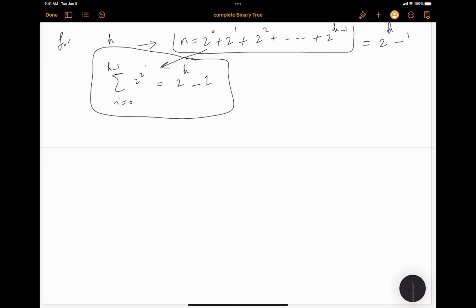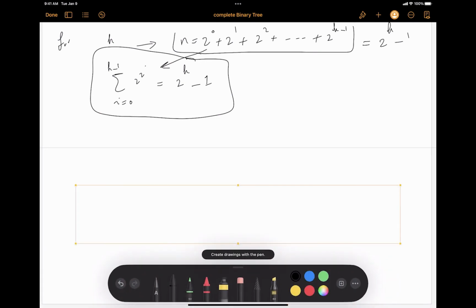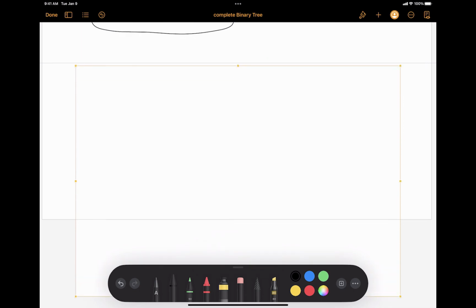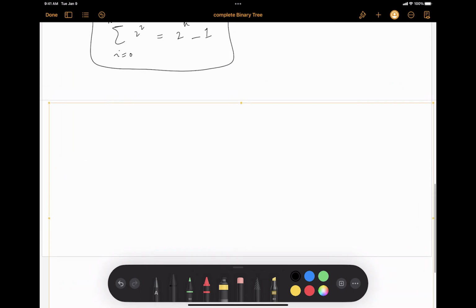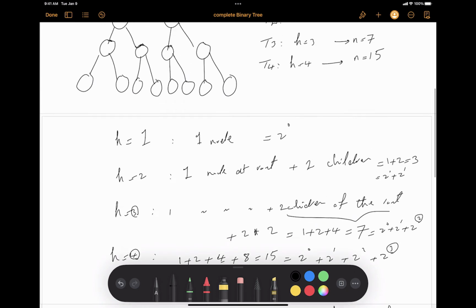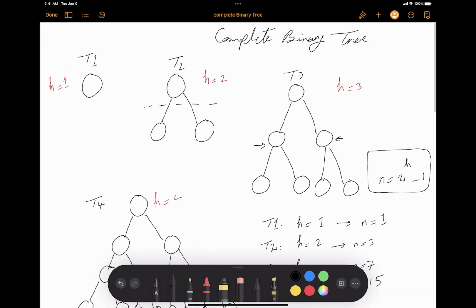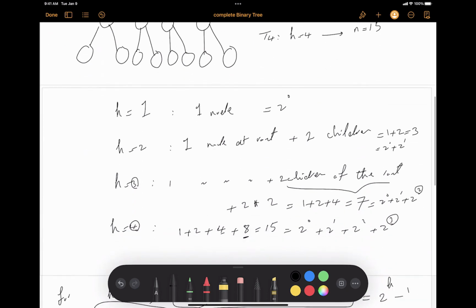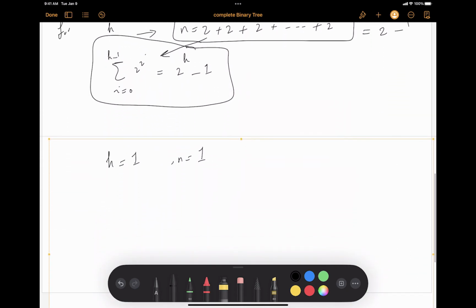So for the base case, I'm going to use h equal to 1. When h is equal to 1, we know that n is equal to 1. Going back to T1, the number of nodes is 1 and the height is equal to 1. Looking at the formula, the sum of i equal to 0 up to 1 minus 1 of 2 to the power i is equal to only 2 to the power 0, which is equal to 1. So for the base case, it is true. So the first step we're done.